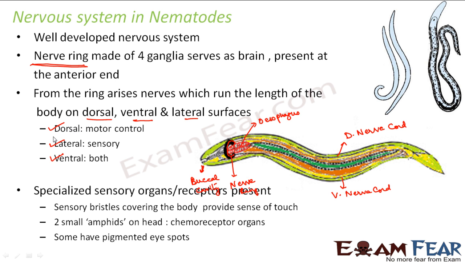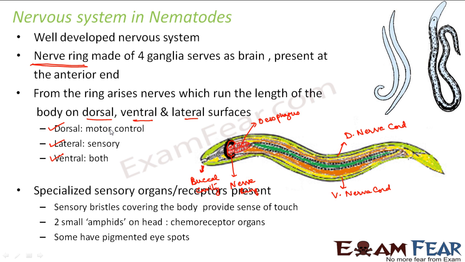right? So what is the function of the dorsal nerve cord? The dorsal nerve cord controls the motor activities. That means it acts on the muscle cells or the effector organs, right? The lateral nerve cord acts as the sensory control. It handles the sensory control and the ventral one controls both of them, right?